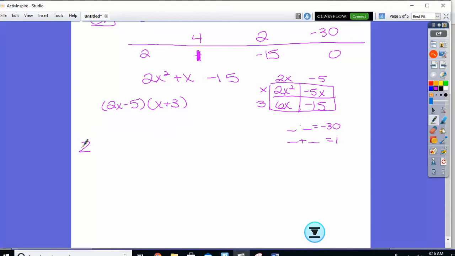So the zeros: the first 0 I gave you here was the 2. If I just said give me the remaining ones, you have to set each of those parentheses to 0. So what makes 2x minus 5 equal 0? That would be 5 over 2. What would make x plus 3 equal 0?